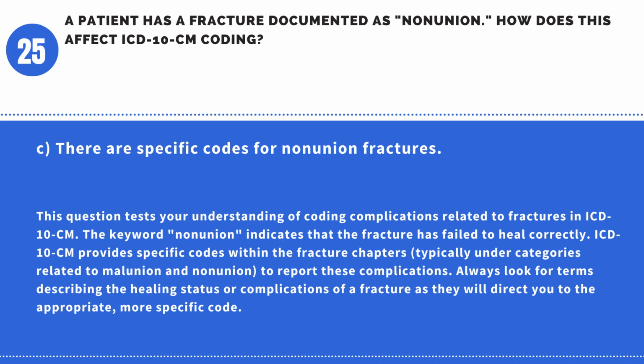This question tests your understanding of coding complications related to fractures in ICD-10-CM. The keyword non-union indicates that the fracture has failed to heal correctly. ICD-10-CM provides specific codes within the fracture chapters, typically under categories related to malunion and non-union, to report these complications. Always look for terms describing the healing status or complications of a fracture, as they will direct you to the appropriate, more specific code.